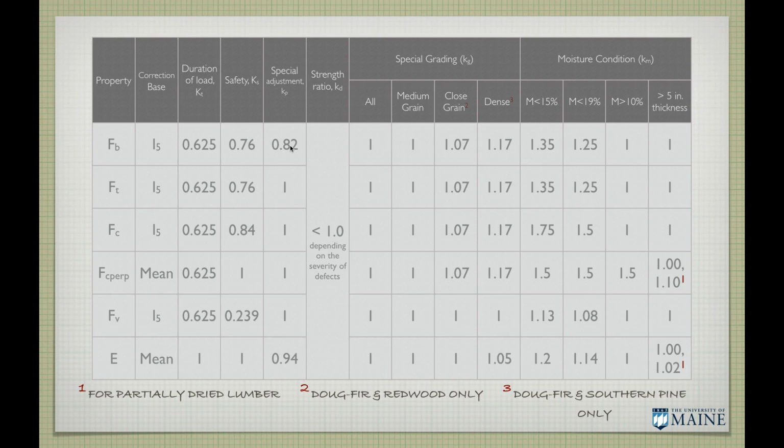Special adjustment, this refers to the depth. I think we'll see the equation later, but we adjust every piece in bending. We adjust everything and assume that it is a nominal depth of 12 inches.